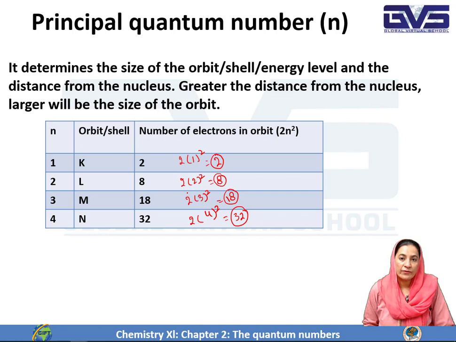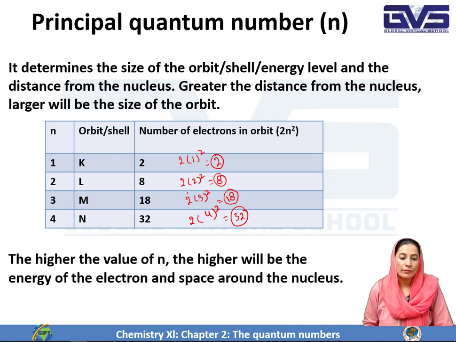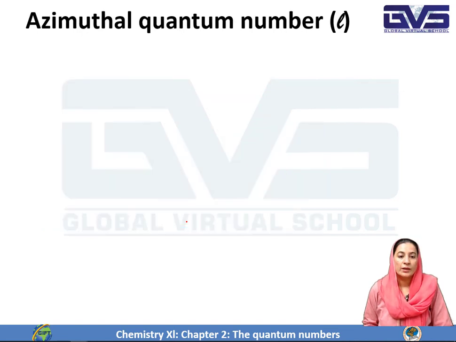Overall, briefly I tell you, the principal quantum number is represented by small n. Its values start from 1. It basically describes the size of the orbit, and the shells are represented by K, L, M, N, and the maximum number of electrons is calculated by using the formula 2n square. So the higher the value of n, the greater the size of the orbit, or you can say the distance of the electron from the nucleus.